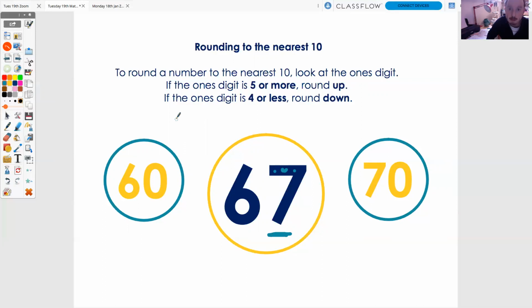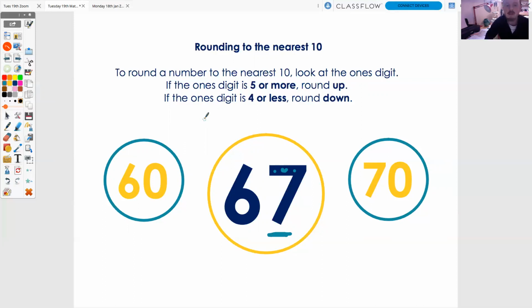Now, with rounding to the nearest 10, you look at the ones column, you look at the ones digit, and if it's 5 or more, you go up to the nearest 10. If it's 4 or less, you go down to the nearest 10.